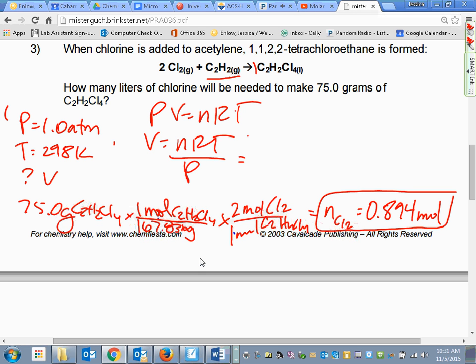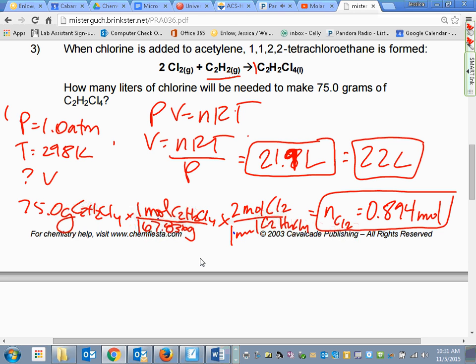Oh my goodness. I cannot believe I just put divided by 1 on my calculator. Yeah, I know, I just did. 21.8 liters? Yeah, so it'd actually be 21.9, if anything. Actually, 22 liters if we're going with 2 sig figs. There we go.